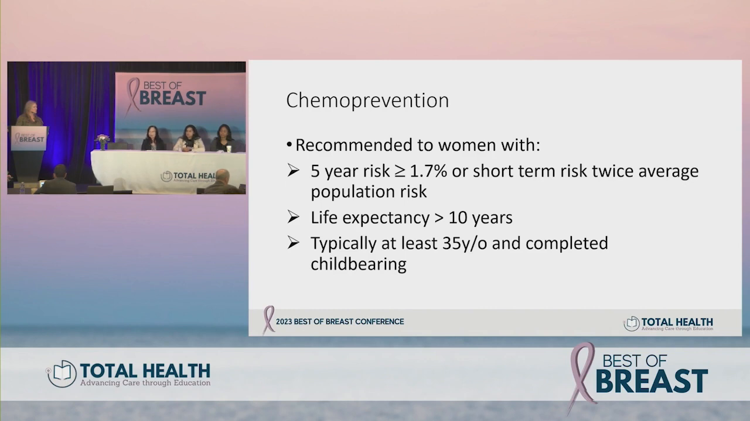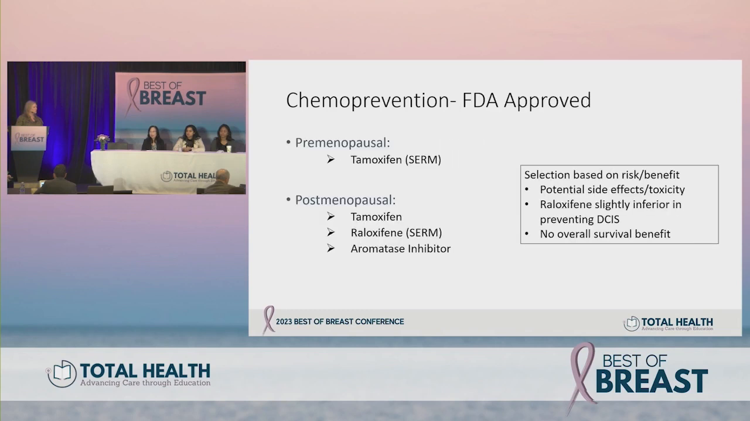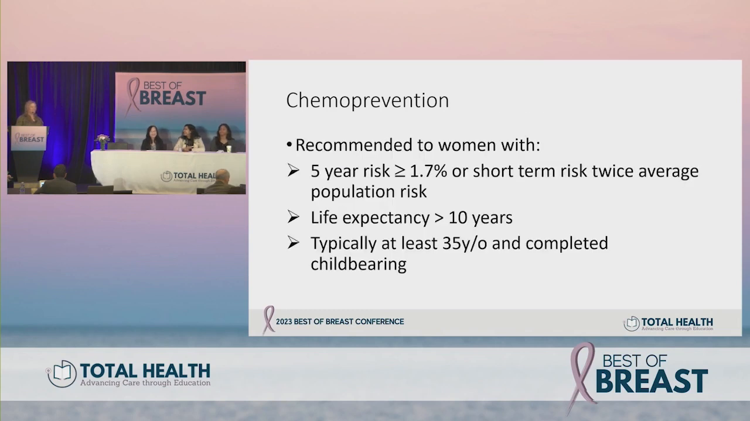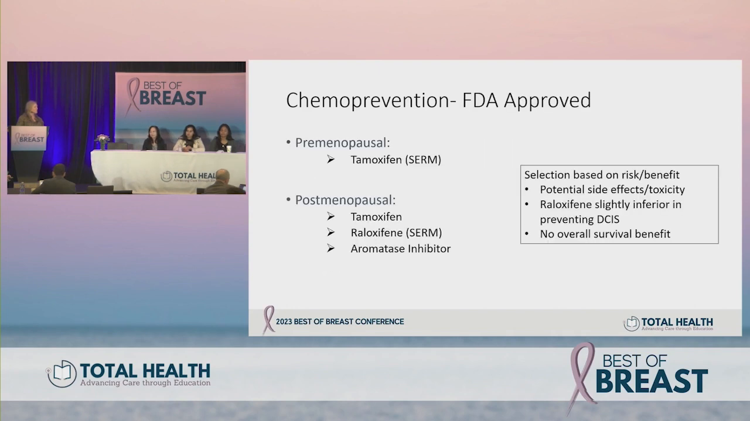So here are some of the recommendations. We would like to recommend chemoprevention for patients who have a 5-year risk of at least 1.7%, or short-term risk twice the average population risk, and their life expectancy over 10 years. And typically, we would start this at least at 35 years old after they're completing their childbearing, because these are usually endocrine therapies affecting the ER signaling. For premenopausal women, we have tamoxifen. And for postmenopausal women, we have several options: tamoxifen, raloxifene, and aromatase inhibitors.